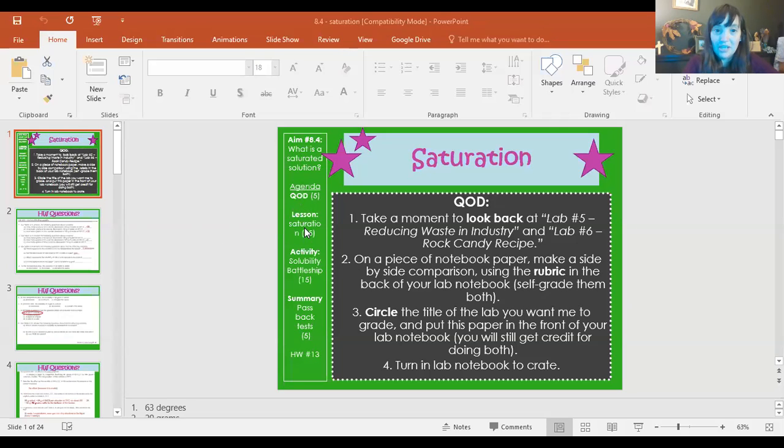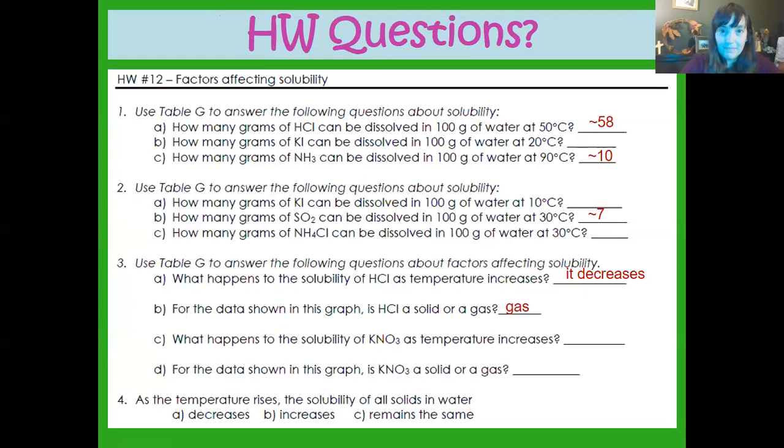The lesson is about saturation, and if we were in class, we would play this game I made up. That's not that great, to be honest. Called solubility battleship, but we'll skip that and go right to homework 13. So first, let's take a look at homework questions.